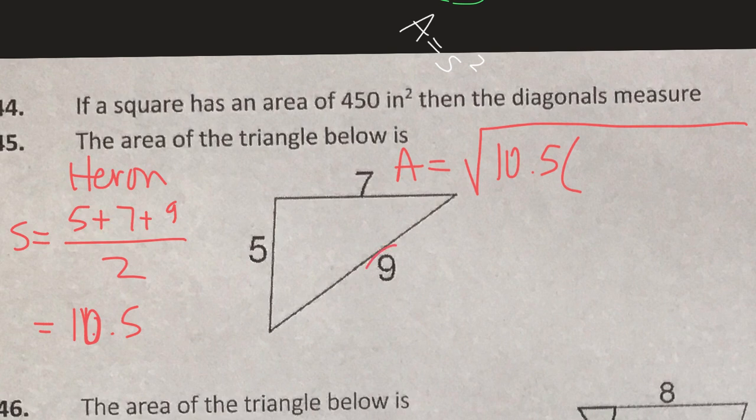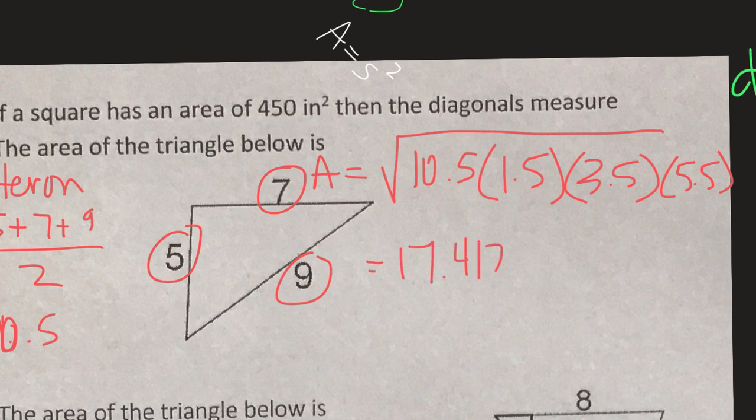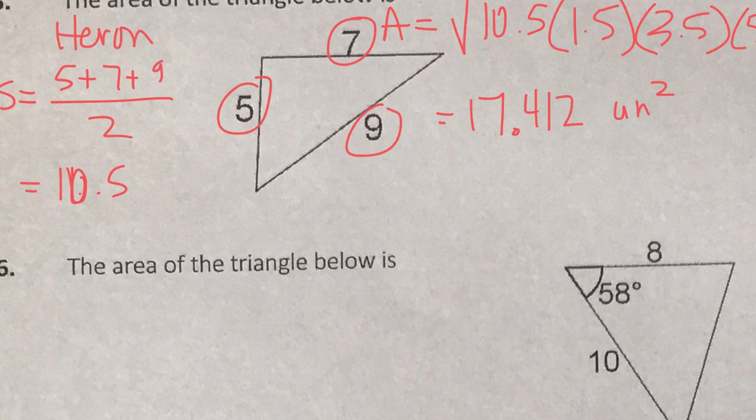Okay, so 10.5 minus 9 is 1.5. 10.5 minus 7 is 3.5. And 10.5 minus 5 is 5.5. So I plug all this into my calculator, and I get 17.412 square units. So make sure you're including the decimals, right? Double check to make sure you have the decimals correctly.